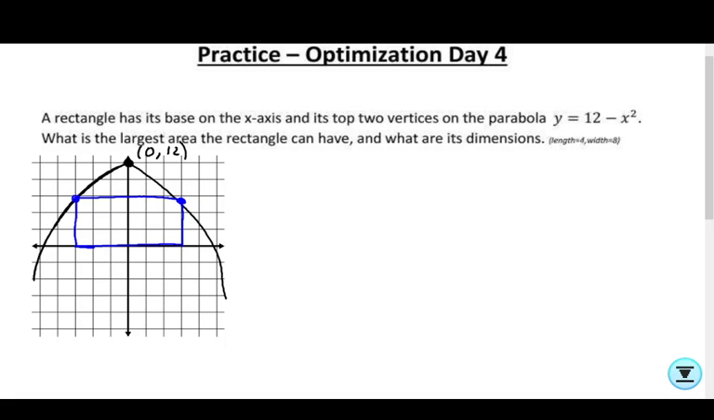So again, when we're doing optimization, we need to come up with our primary equation. A primary equation is whatever we're optimizing. And since we're trying to find the largest area, area is my primary. The area of a rectangle is length times width. Okay, that's my primary. Now, let's label my rectangle. So this is my length, this is my width.